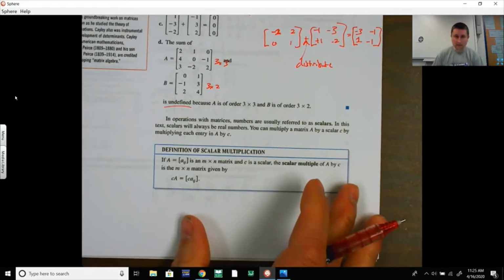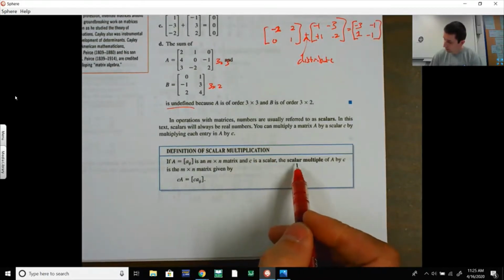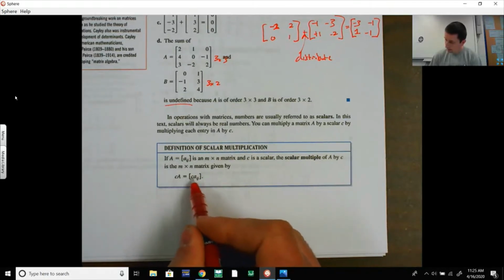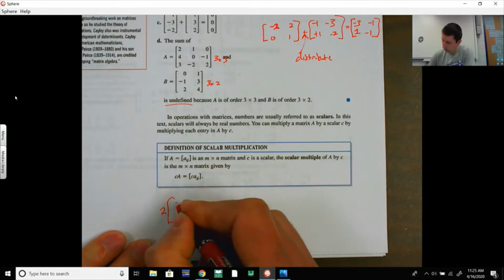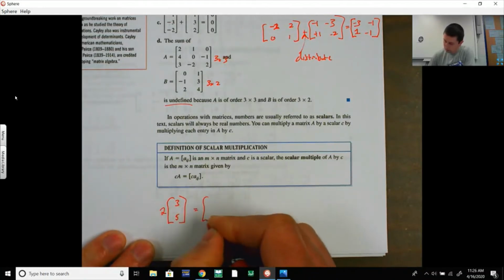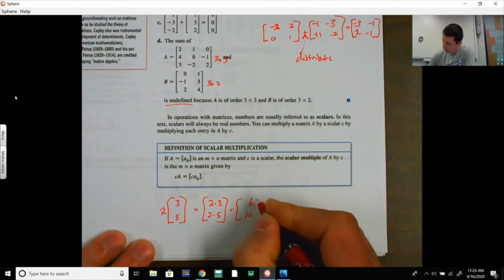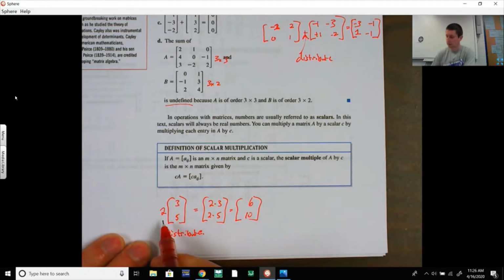Scalar multiplication. C is a scalar, or called a scalar multiple of A, if C times A is C times every element. So if I have 2 times a matrix that has a 3 and a 5 in it, a 2 by 1 matrix, that would equal 2 times 3 and 2 times 5, which would be 6 and 10. So that's a fancy way of saying just distribute. If you have a scalar, that's called a scalar multiple right there, and just distribute that.